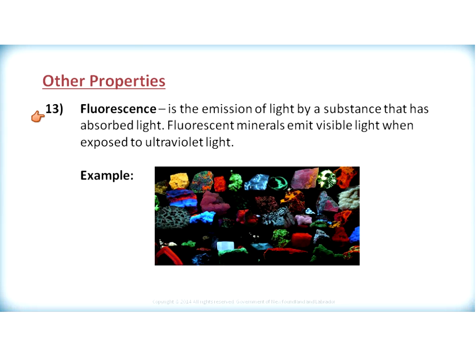A 13th property, and final property here, is fluorescence. Fluorescence is the emission of light by a substance that has absorbed light. Fluorescent minerals emit visible light when exposed to ultraviolet light. So if you take some minerals that react to ultraviolet light and expose them to this light, they will glow certain colors, as seen in the diagram below. And some minerals can be identified using fluorescence.